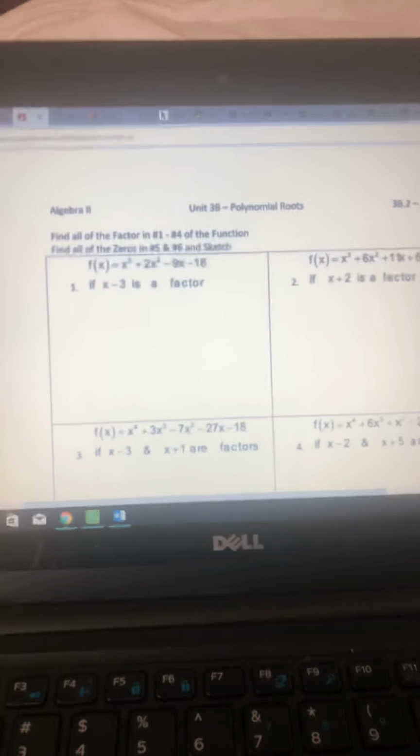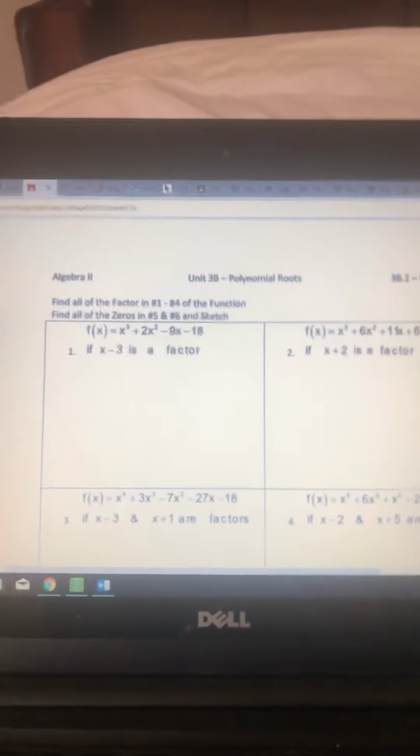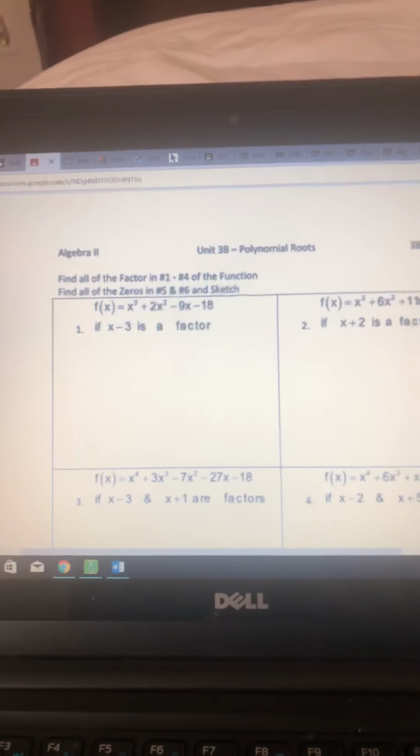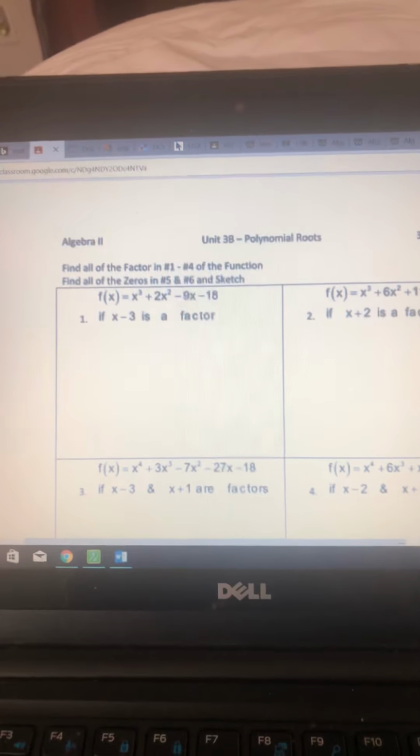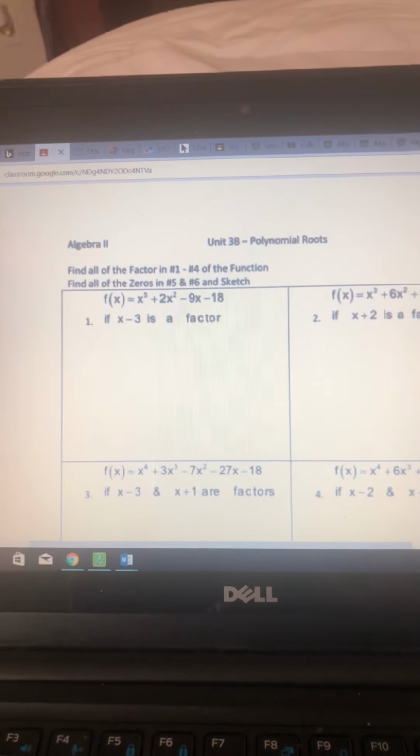Okay, so the first thing we're going to do is jump in on taking the same polynomial equation. I've given you two new attachments on the website and on Google Classroom. One is classwork and one is homework, and it's for polynomial roots. So what we're going to do is, of course, start working on the classwork.